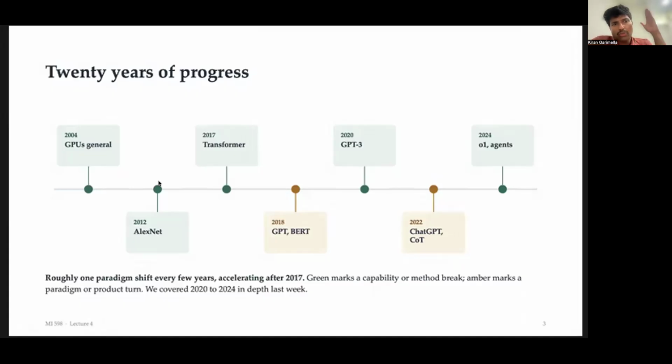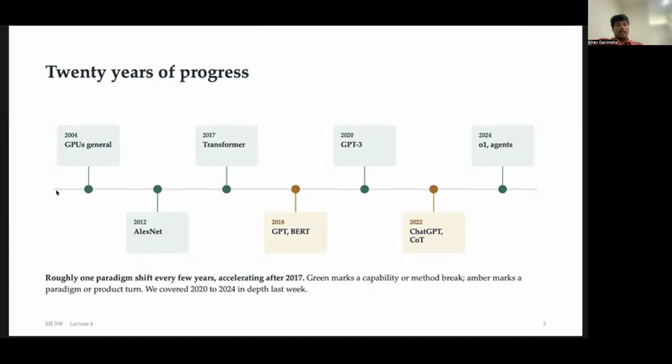So we'll go through 2004, the GPU, and how GPUs became more general purpose. It went from gaming to something that people use for AI. Then 2012 is AlexNet. Anyway, we'll go through them. There's a paradigm shift, and people start doing things very differently every few years. After 2014, it's maybe every year. So 2004, 2012, there's a large gap. 2012 to 2017 is a large gap. Then it's 18, 20, 22, 24, so it's a very quick succession.